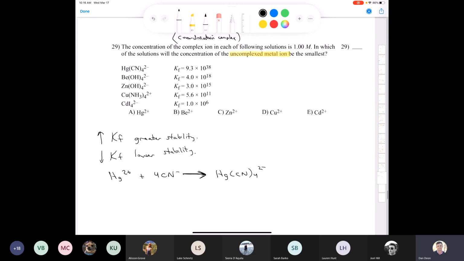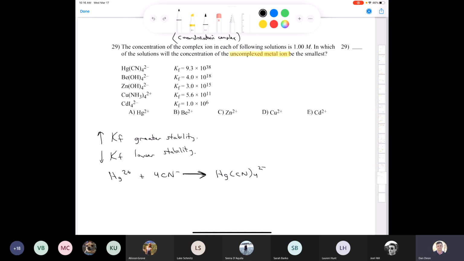So based off of all my dog and pony show that I just gave you, could anybody tell me which one of these is going to have the uncomplexed metal ion, in this case the mercury, in the lowest concentration? And it's not a trick. It's just understanding what Kf means. Yeah, thanks. Good, Katie. Great.